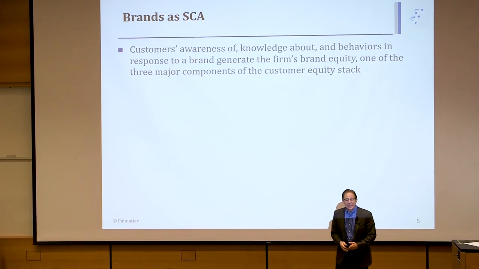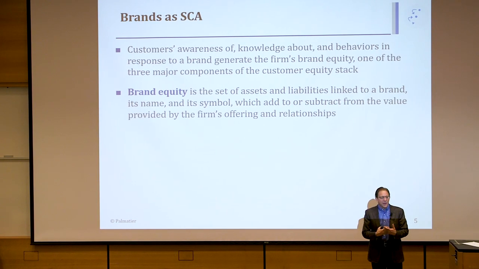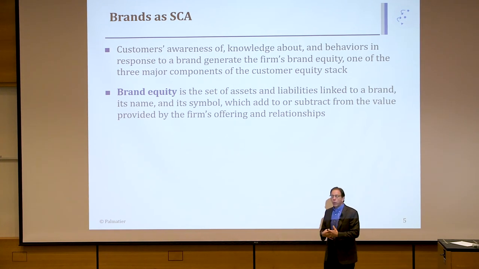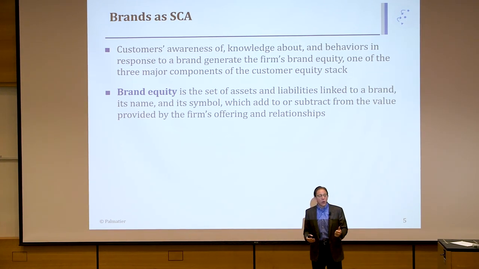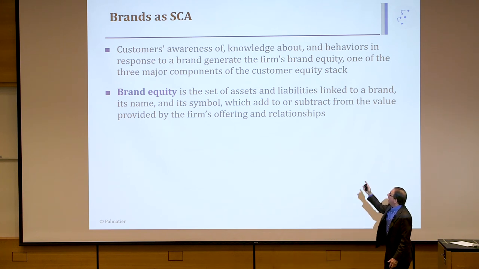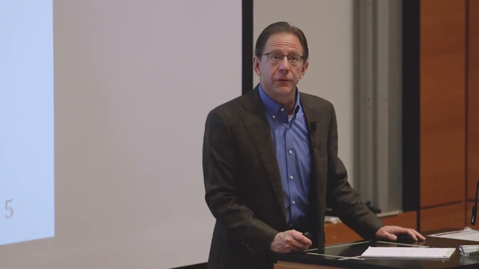Another driver of it is the brand image associated with it. That image is the positive linkages associated. Maybe for BMW, you have linkages of a well-engineered automobile. So awareness and image are some of the things that lead into brand equity. How do we define brand equity? It's a set of assets and liabilities linked to a brand, its name, its symbol, which add to or subtract from the value provided by the firm. So recognize too, while we talked about all these positive brands, brands can also subtract from the value of the firm.